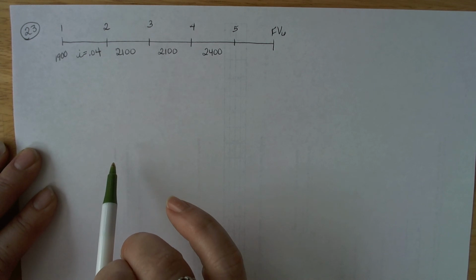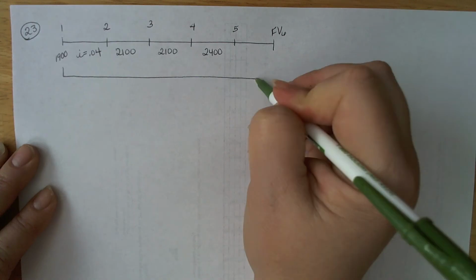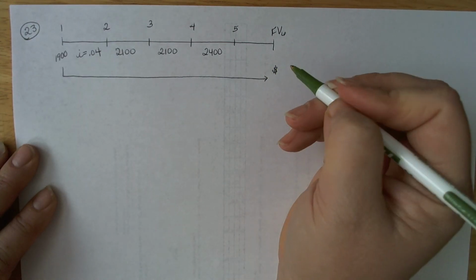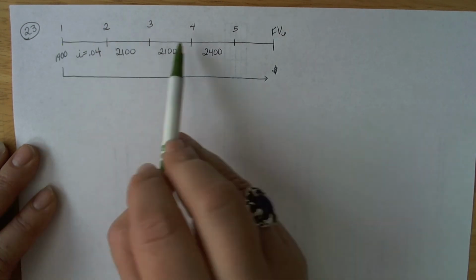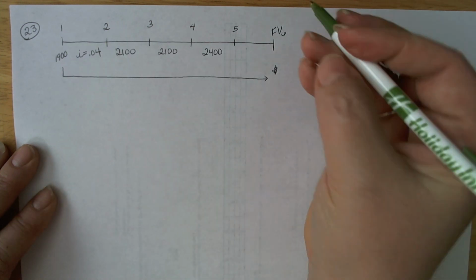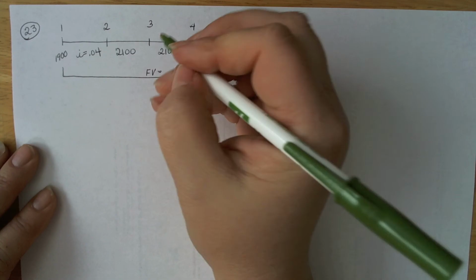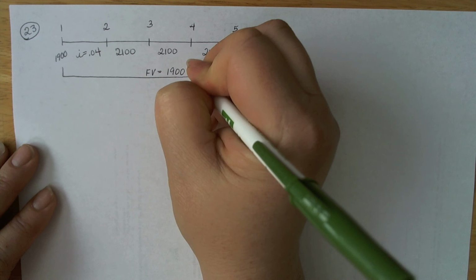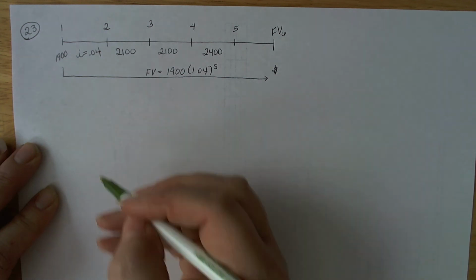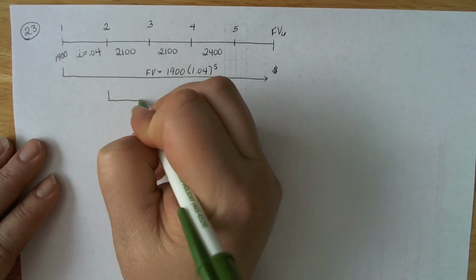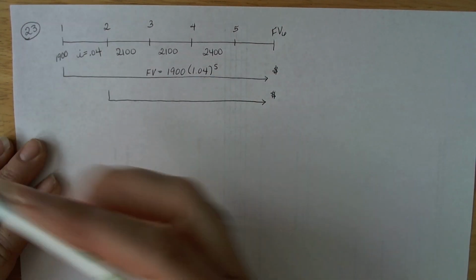So let's start out with this 1900. When we look at this 1900, how long is it invested for? Well, it's invested for the full 5 years: 1, 2, 3, 4, 5. So the formula for the 1900 is future value equals 1900 times 1.04 raised to the 5th. I'm doing this a little different from what I usually do on the board. I usually start on the right and come to the left so my lines line up, but this will work okay.